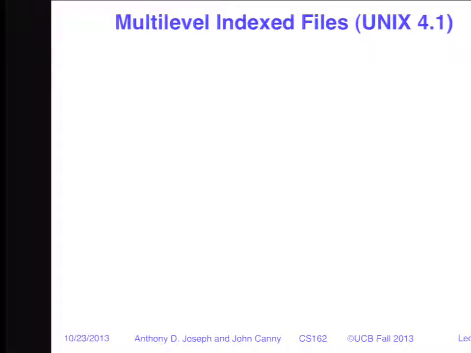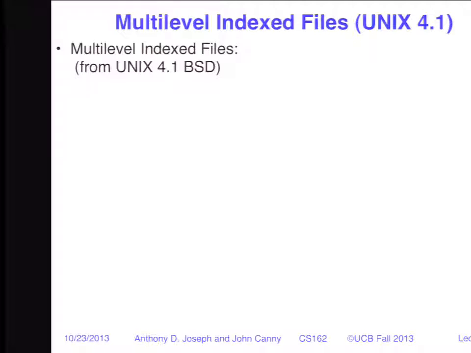Just as we have multi-levels of page tables and things like that, we can use a similar kind of structure for how we organize our files. And so the first system that did this is the Unix 4.1 BSD. Does anybody happen to know what BSD stands for? Oh, I hear Berkeley Software, I hear Berkeley Standard. Berkeley Standard Distribution. Any idea where that was developed?